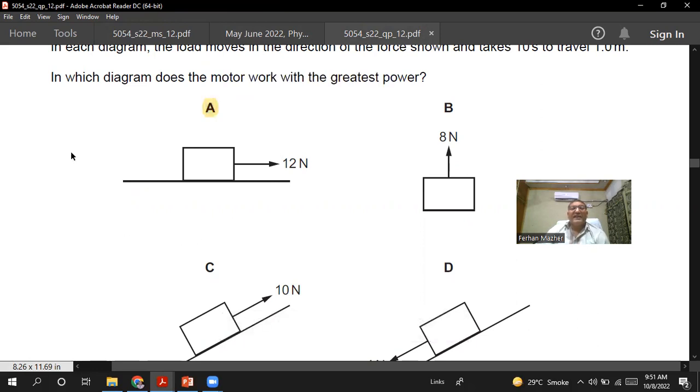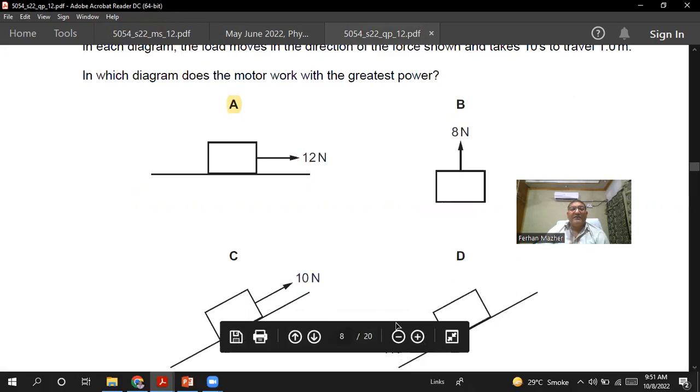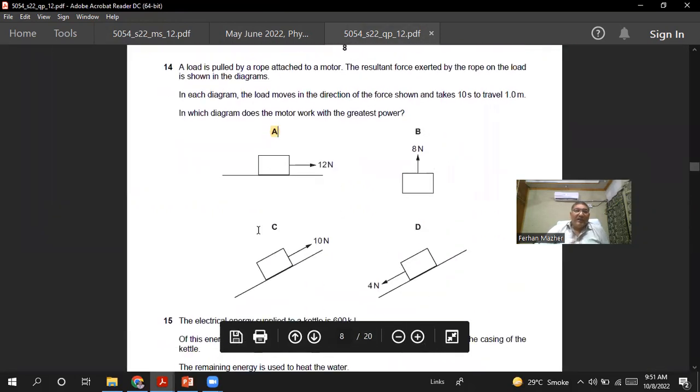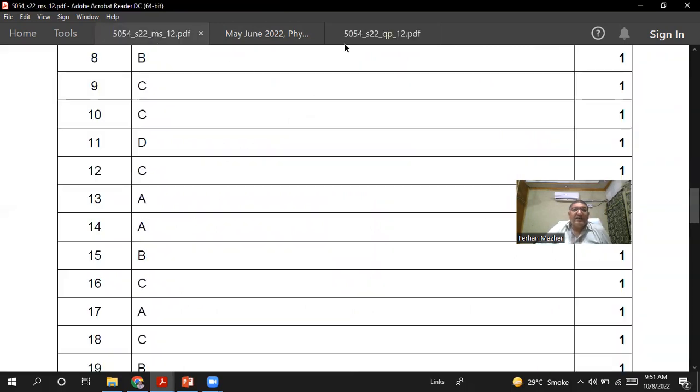Okay, so I think in the A part. Okay, so now you can see the whole question. A is the right option to me. Question number 14, A is the right option.